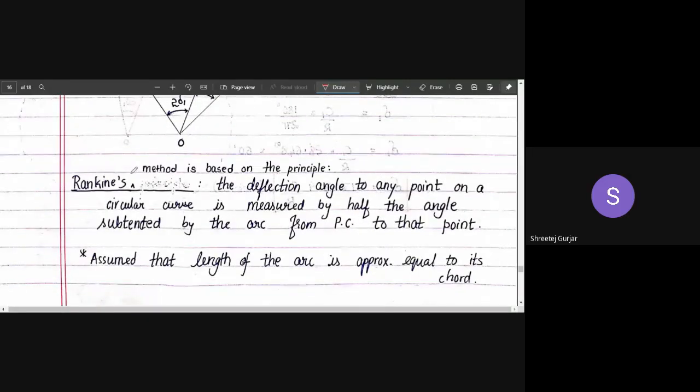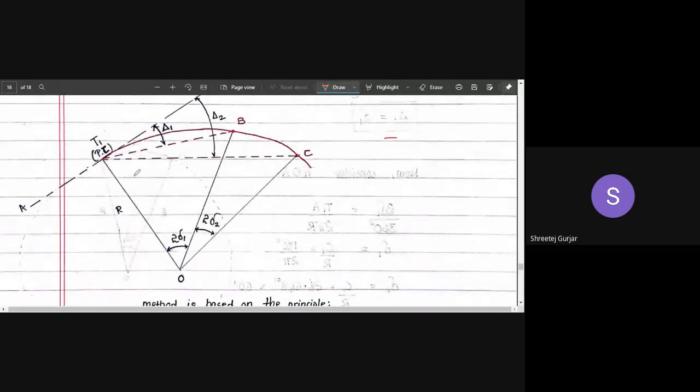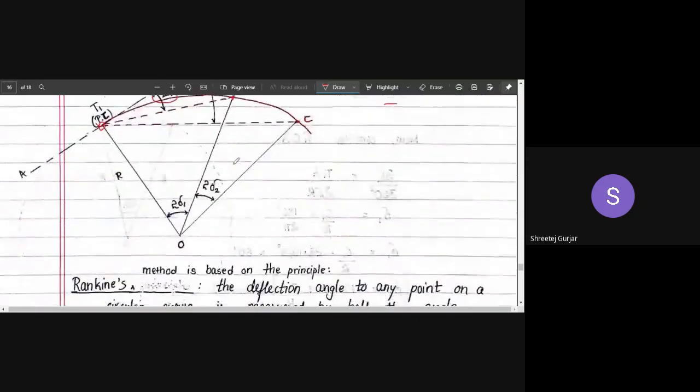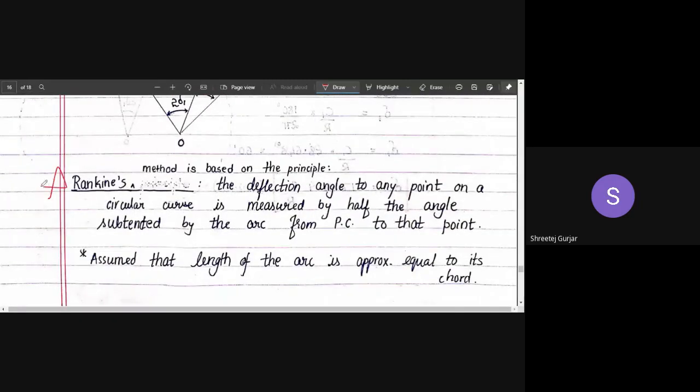What is Rankine's method? How do you determine this particular deflection angle using Rankine's method? We have to determine this delta. We set our theodolite over here, and if we set this delta in the theodolite, you can easily mark this point B. So we need to calculate these deflection angles, and we can calculate that by Rankine's method.